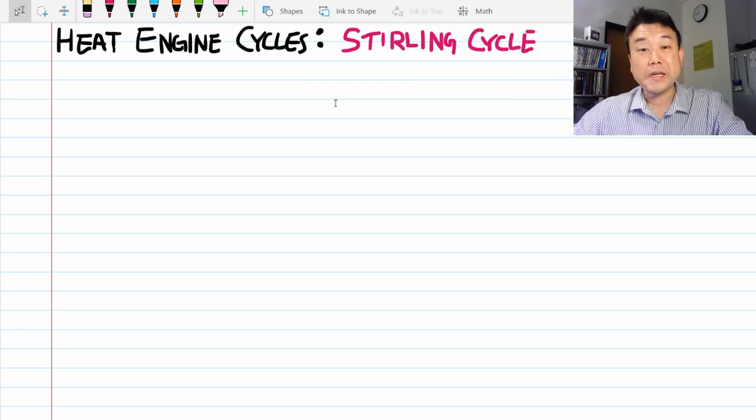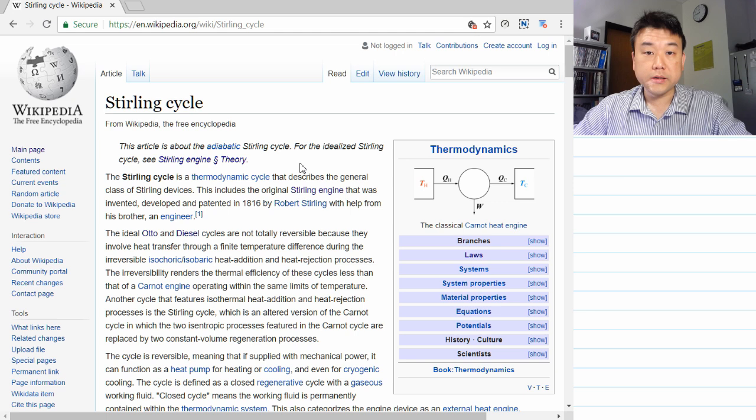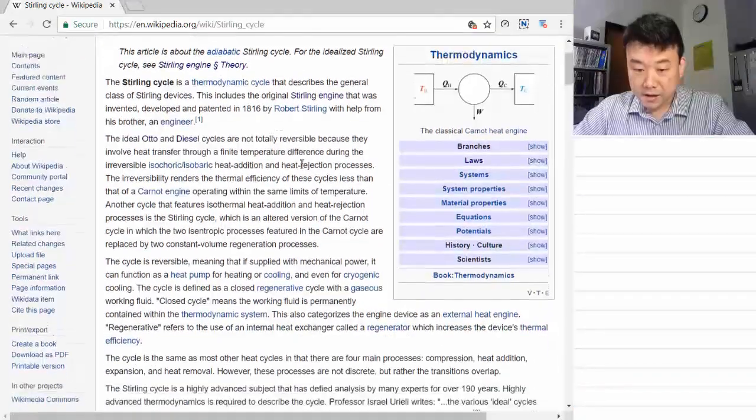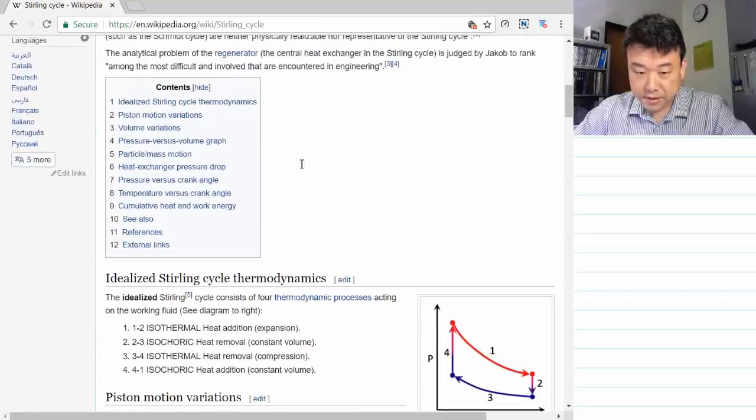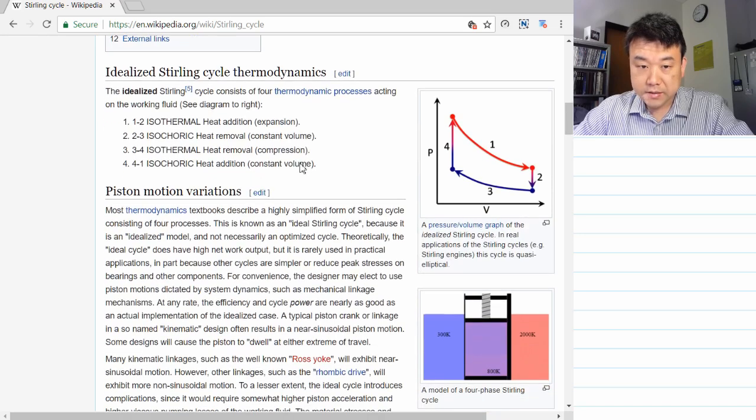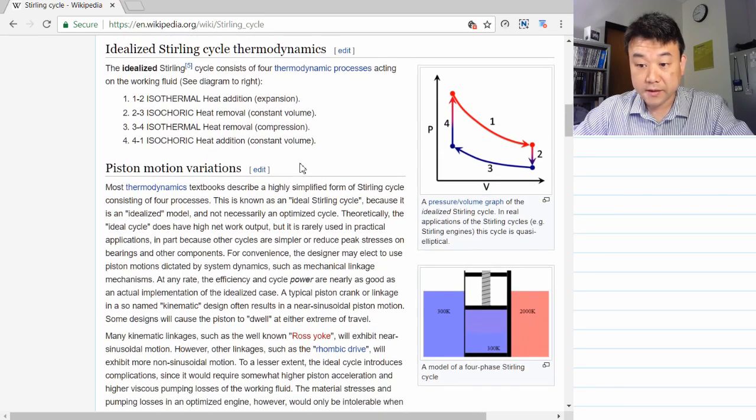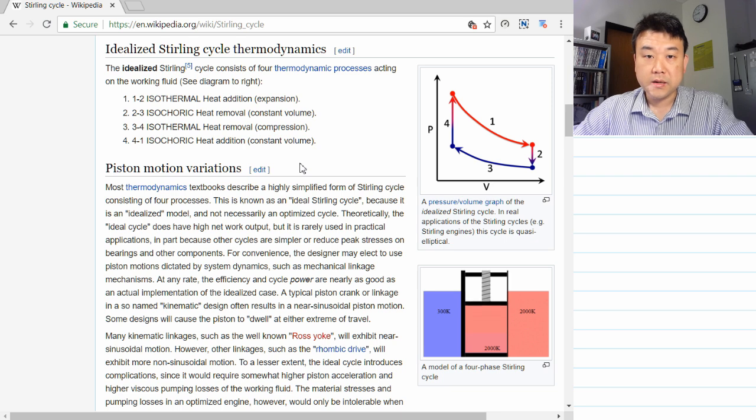Let me show you the Wikipedia page for the Stirling cycle. So this is the Wikipedia page for the Stirling cycle, and there's an interesting history behind the Stirling engine. You can read about it on your own. Let me scroll down here for the cycle. So this is the idealized Stirling cycle, and you can kind of see what I mean. It is not an internal combustion engine on the cycle itself.